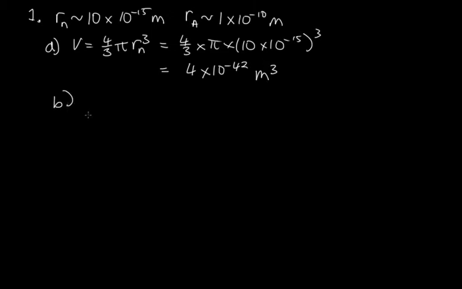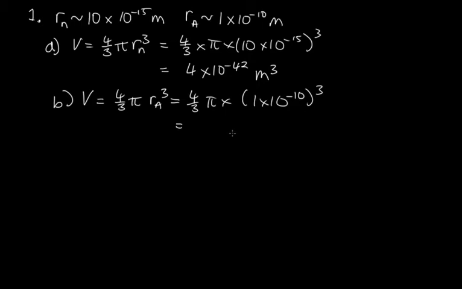Now part B says calculate the volume of an atom. So we use the same equation now. We've got 4/3 pi, but now instead of the radius of the nucleus, we use the radius of the atom cubed. So this is 4/3 pi times 1 times 10 to the minus 10 all cubed. And solving that on the calculator, we get 4 times 10 to the minus 30 meters cubed.